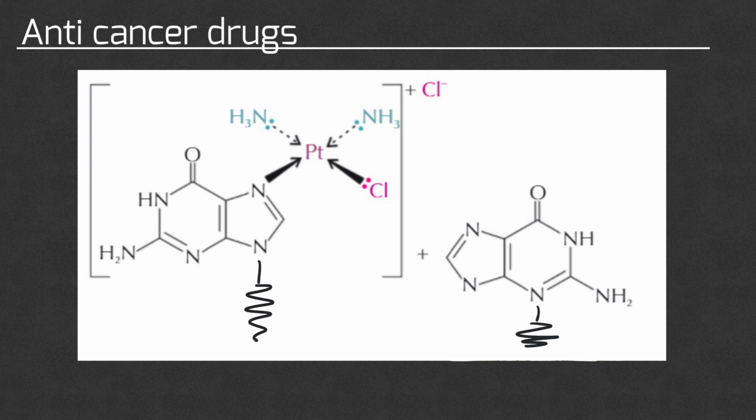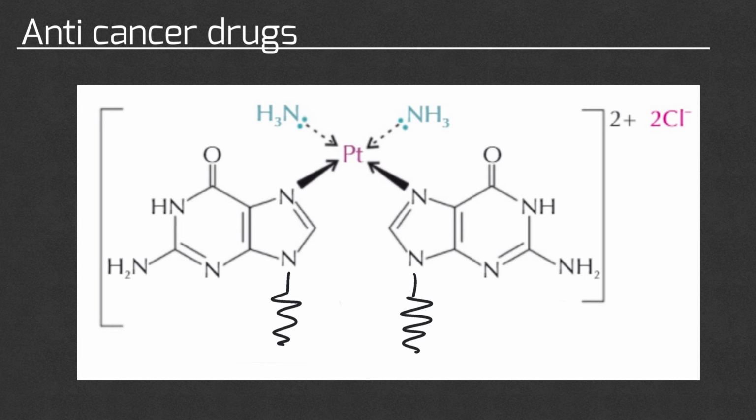A second nitrogen atom from a nearby guanine molecule, either on the same strand of DNA or the opposite strand, can bond to the platinum and replace the second chloride ion too. The presence of this compound bound to the DNA strands causes the strands to kink. This means that the DNA strands can't unwind and be copied properly, so therefore the cell can't replicate properly, and this will stop the tumour growing.